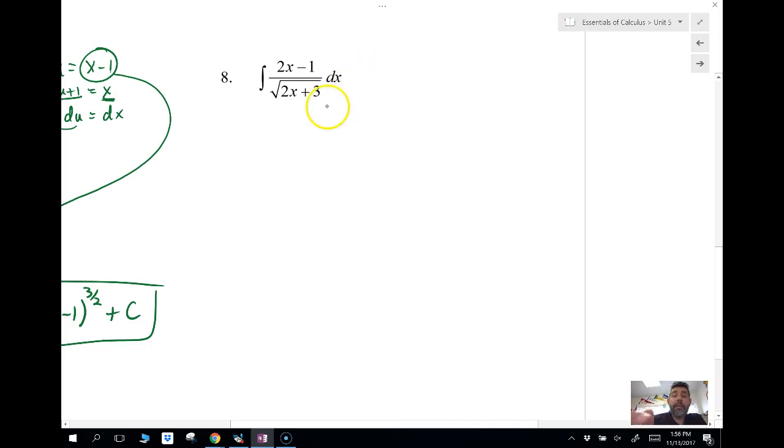Actually, I'm not going to rewrite it yet. I'm going to do my u-substitution first. So u is 2x minus 3. I'm going to solve for x.